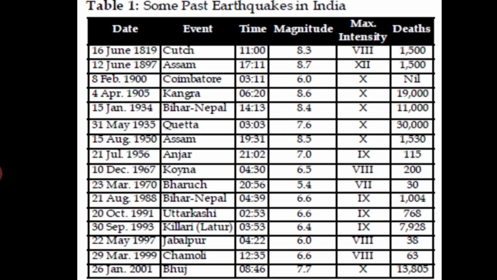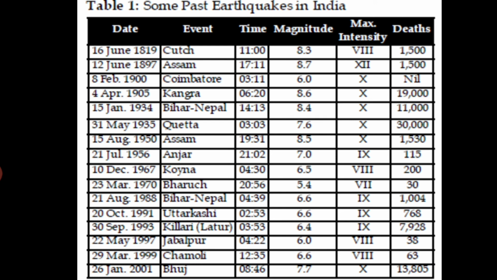Now directly move on to the 1990 Chamoli earthquake. The magnitude is 6.6, but the intensity is 8. You can see the deaths were only 63. Now we will discuss the 2001 earthquake in Kutch. Magnitude is 7.7. You can notice that in 1890 the magnitude was 8.3, while here in 2001 the magnitude is 7.7, but the intensity is 10, which is a very high intensity.